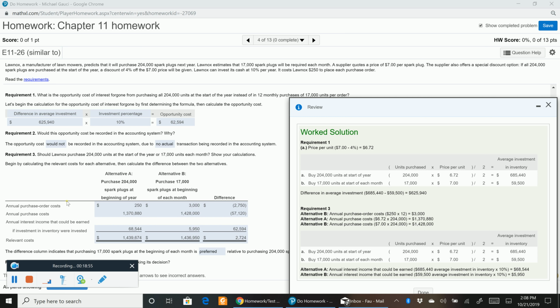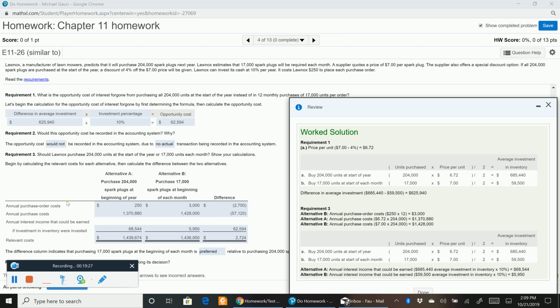If instead of buying the 17,000 spark plugs monthly, we buy all 204,000 spark plugs at the beginning of the year, we'd get a discount of 4% off the $7 price. In addition, we can invest our money and make 10% per year. So you're starting to see what we have to analyze here. Should we purchase all 204,000 spark plugs at the beginning of the year?